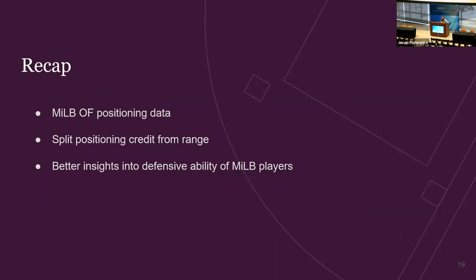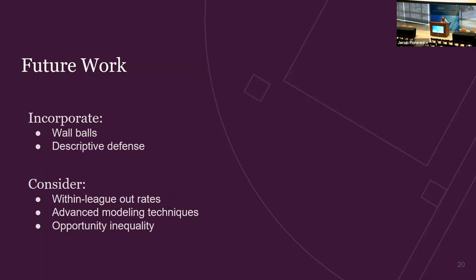So to recap, now we have minor league outfield positioning data. With that data, we can split positioning credit from range like we do for infielders and have been doing. And with this, we can garner better insights into the defensive ability of minor league players. But there's work to be done, of course. This is just V1.